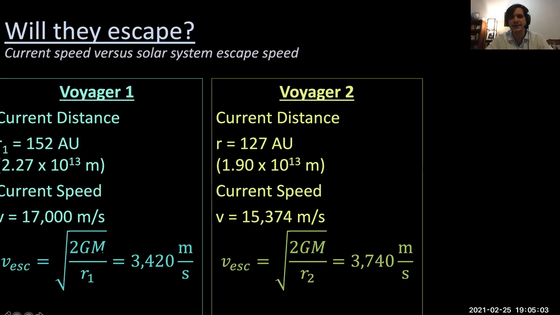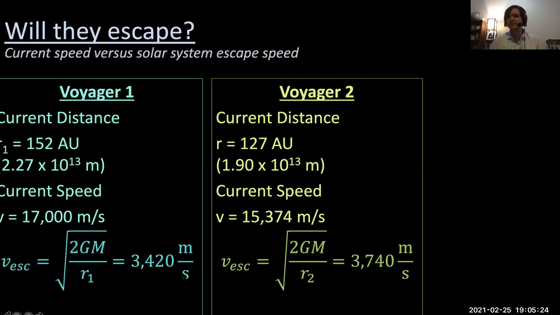So we have the mass of the sun, how far away it is from the sun, which determines how much speed it needs to escape the sun's gravity. And what we're going to do is calculate that out. So I can crunch those numbers, plug in all the appropriate things. So you get that the escape velocity for its current position is about 3,420 meters per second.